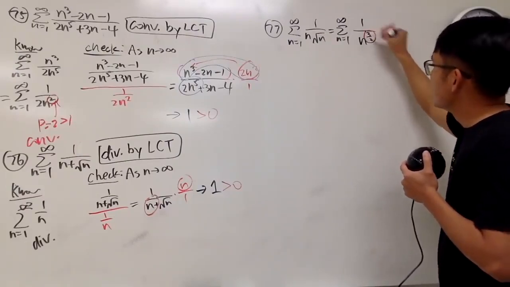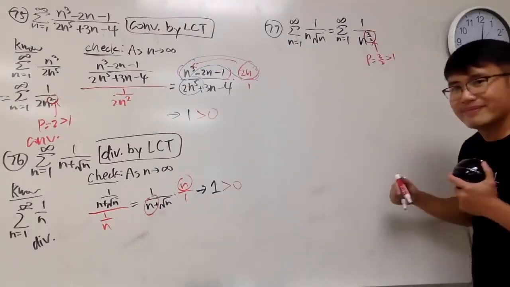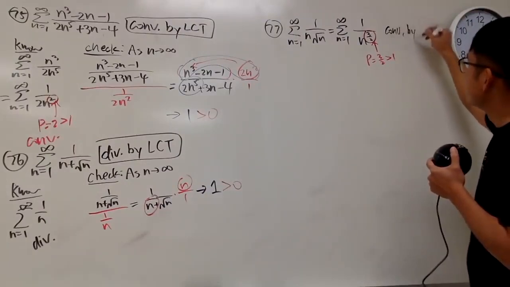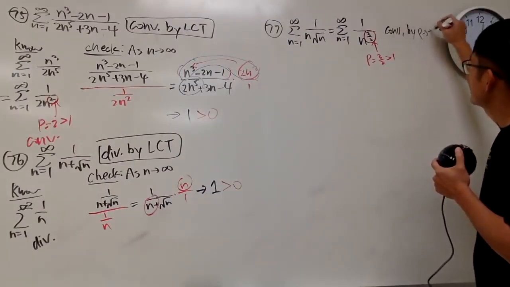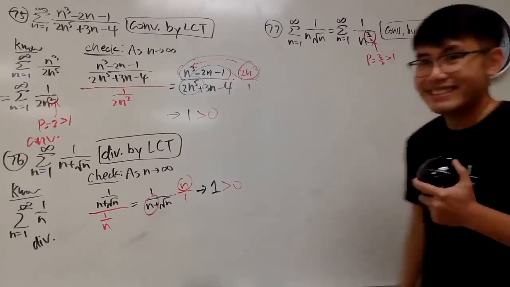Take a look at this right here. p is 3/2, which is greater than 1. So this right here converges by the p-series. Right, so that's it. That's it.